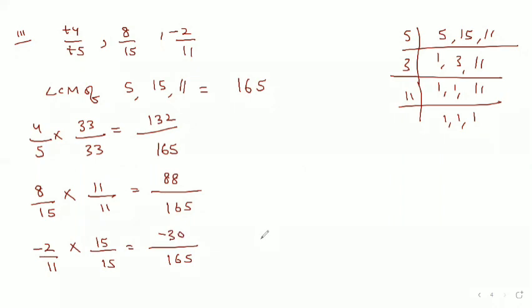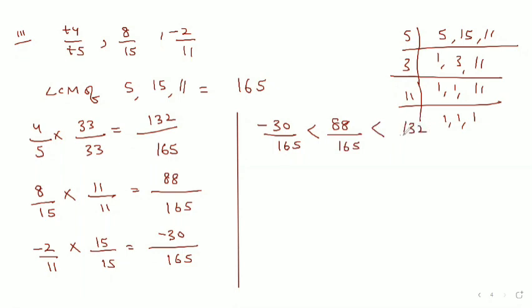Now arrange it. So minus 30 by 165 would be the smallest number, as it is in negative and other numbers are in positive form. 88 by 165, 132 by 165. Now minus 2 by 11, then 8 by 15, then minus 4 by minus 4.